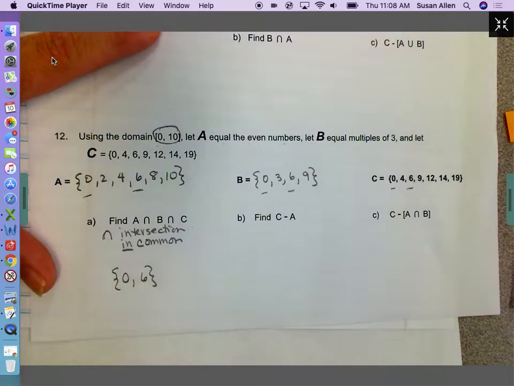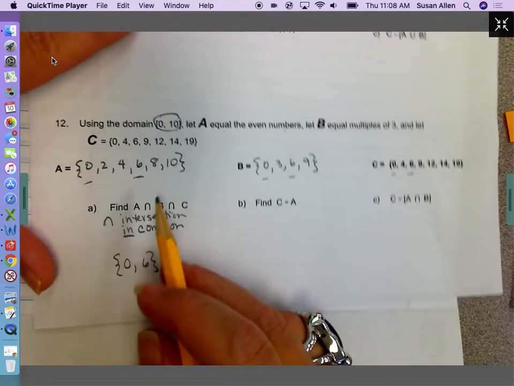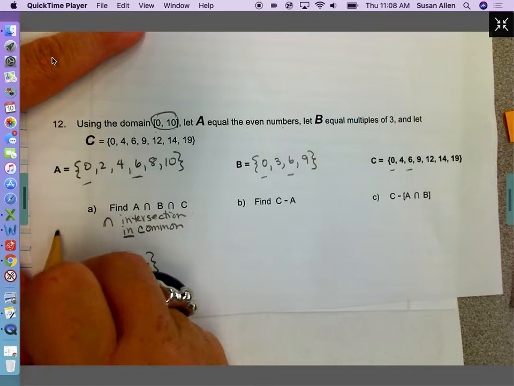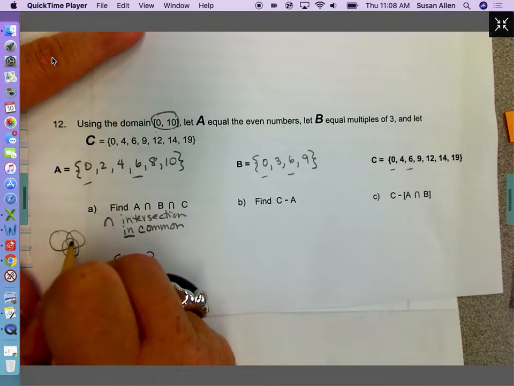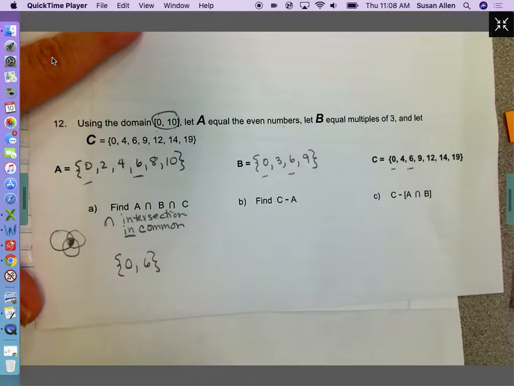So you don't have to create a Venn diagram, but if you do, it would be where the three overlap. So I'll just draw a quick circle. It's where if you drew a Venn diagram, all three would overlap.